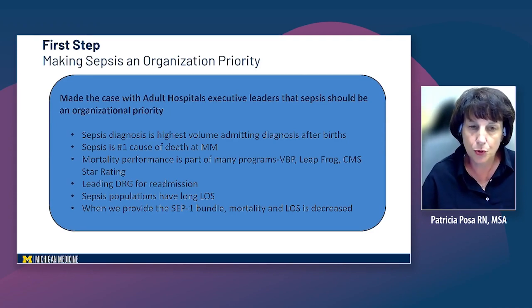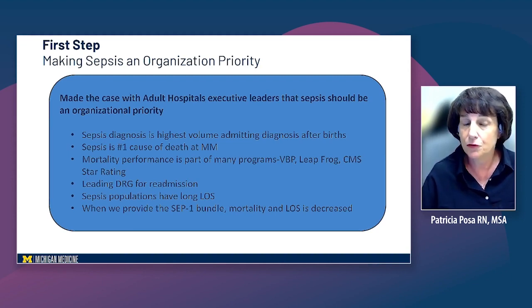And it was really important to show the links between how sepsis was impacting other indicators the hospital was focusing on. So why should the executives worry about this? So we made the case outlining that sepsis diagnosis was our highest volume of admitting diagnosis after live births. Sepsis was the #1 cause of mortality at Michigan Medicine.